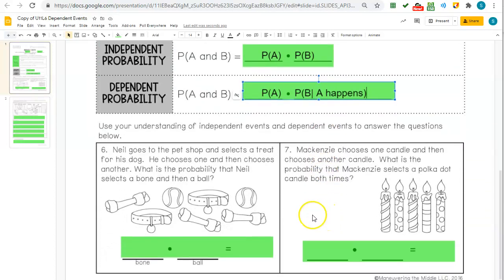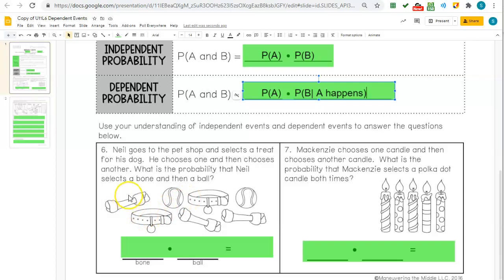Now we've got a combination of problems that are dependent and independent because it's more important that you can figure out what you're supposed to do and what the situation is. So we're going to read these and we're going to see if we can figure it out. I believe both of those are dependent. So, Neil goes to the pet shop and selects a treat for his dog. He chooses one and then chooses another. What is the probability that he selects a bone and then a ball?